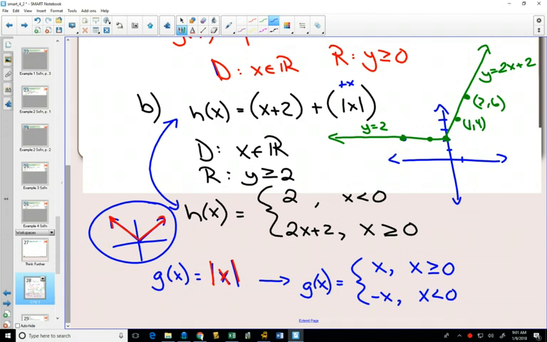So in a piecewise function, you have the two different equations, but you have to specify what domain I draw one graph and what domain I draw the other graph.